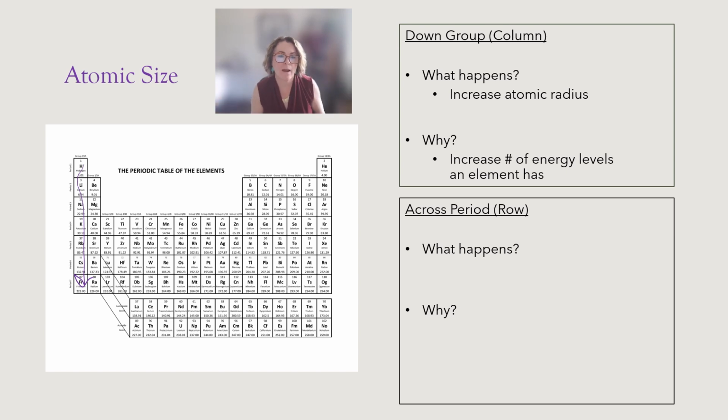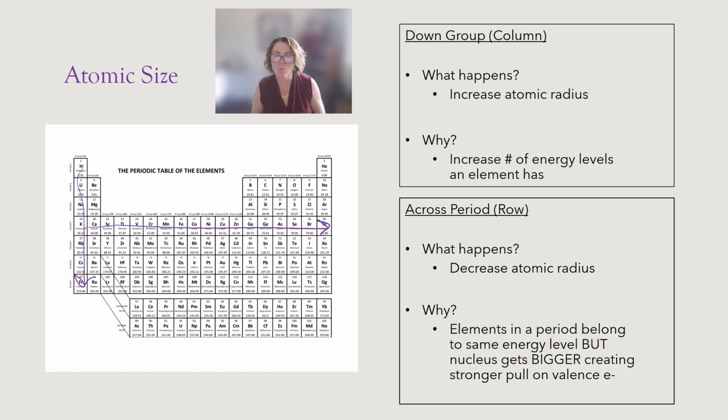Now let's talk about what happens when you go across a period. So when you go across like this. Now the thing to keep in mind is that you're not adding energy levels as you go across. Now what happens to the size is that the atomic radius is going to decrease. So as you move from left to right, those atoms get smaller. Well, let's talk about why.